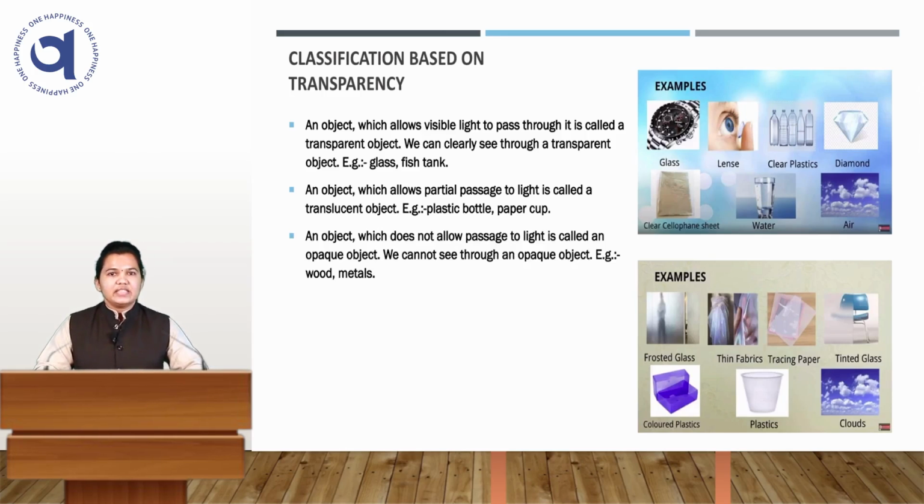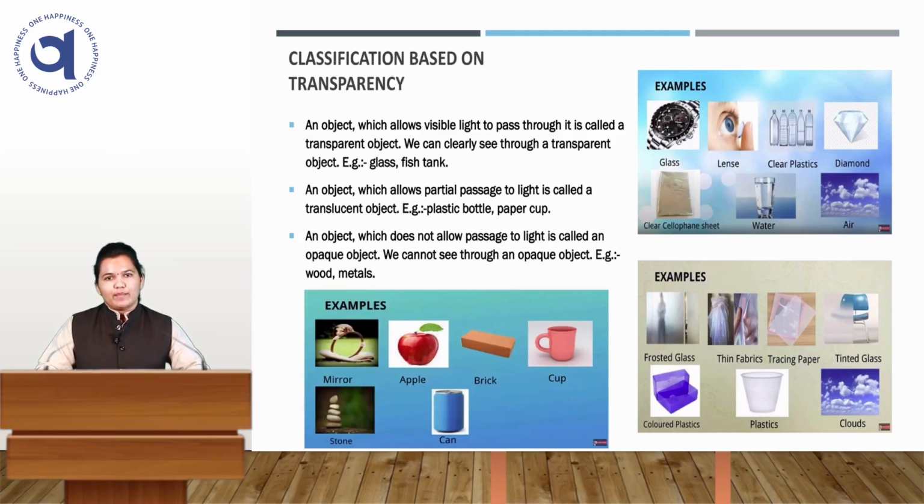An object which does not allow passage of light is called an opaque object. We cannot see through an opaque object. Example, wood, metal, bricks, etc. are examples of opaque objects. So here are some examples of opaque objects.